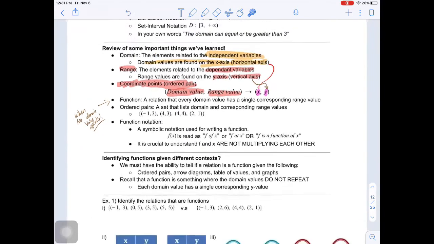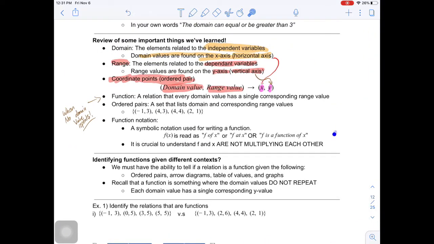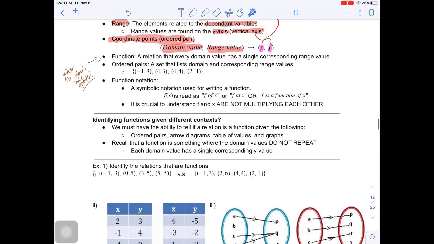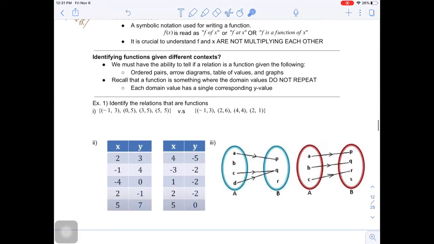And then we talked all about function notation. If you want to make sure you understand everything up to this point, you should be able to read each individual point and say, I know exactly what this is talking about. Now, identifying functions given different contexts. We must have the ability to tell if a relation is a function given ordered pairs, arrow diagrams, table of values, and graphs. We've already done ordered pairs, arrow diagrams, and table of values. We are going to learn about graphs.